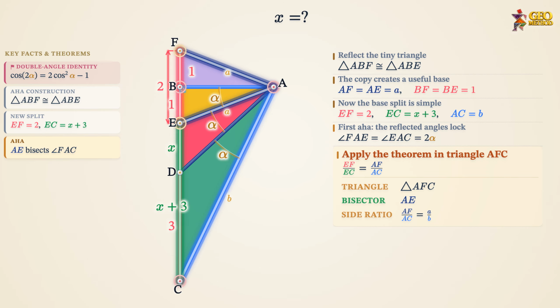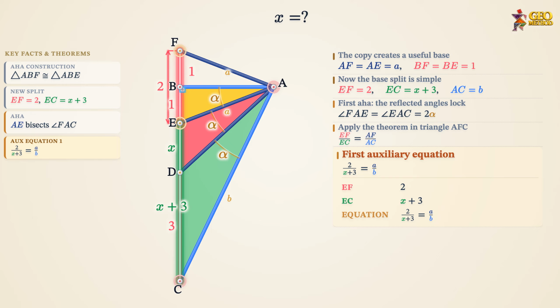Apply the angle bisector theorem in triangle AFC. Since ray AE is the bisector, FE over EC equals AF over AC, which is A over B. Substitute the new split. FE is 2, EC is x plus 3, AF is A, and AC is B. So 2 over x plus 3 equals A over B.